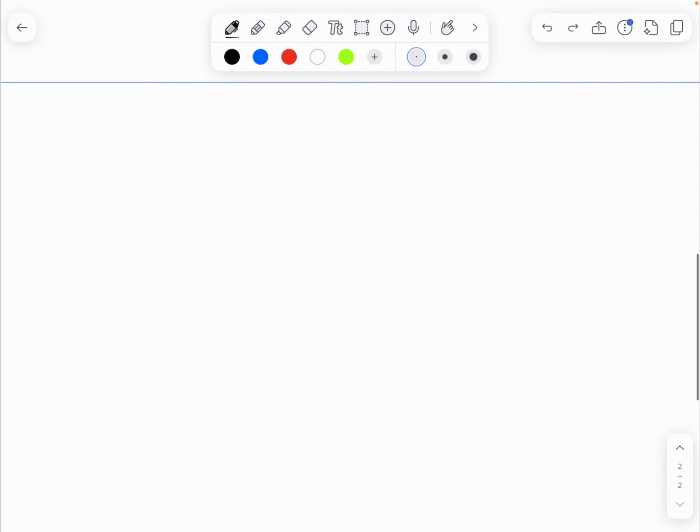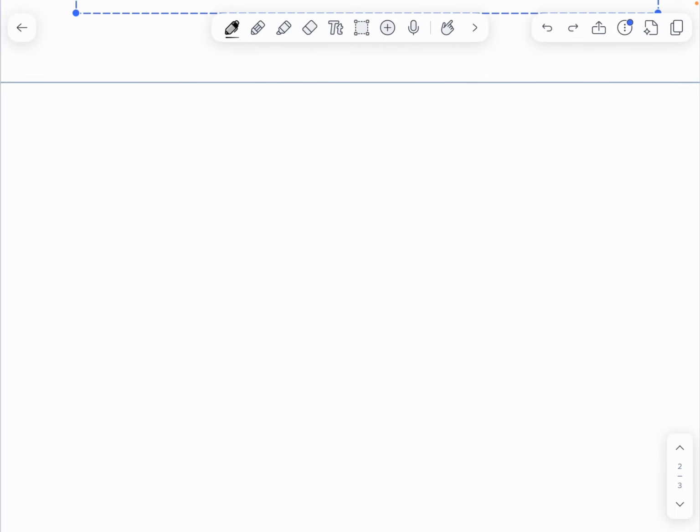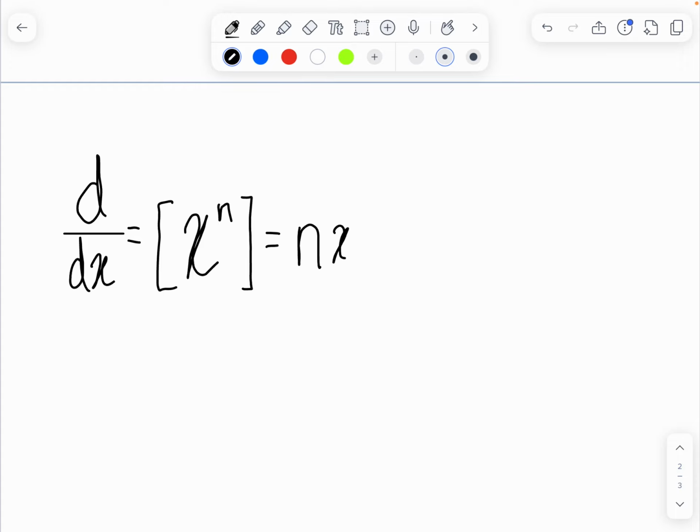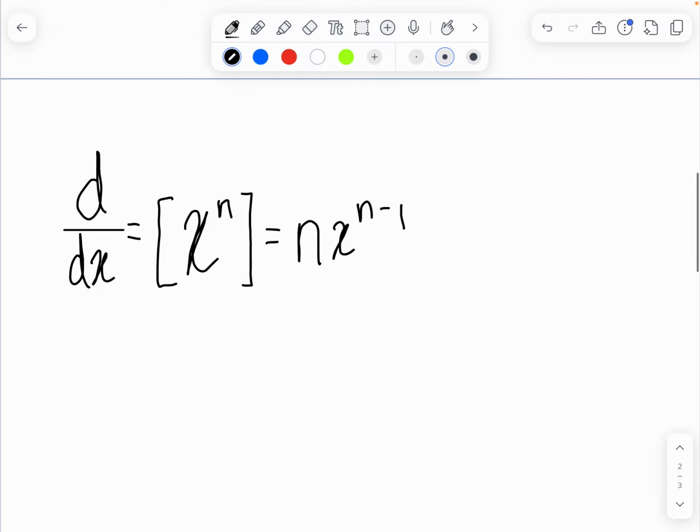Okay, so the first rule we're going to be learning in derivatives, just so you know, the standard notation for a derivative is d over dx. Right, so d over dx of x to the power of n equals n times x to the power of n minus 1. So that is called the power rule.